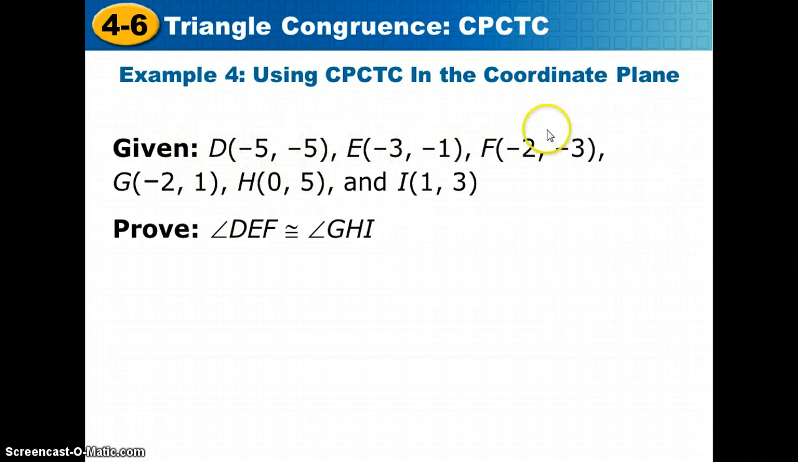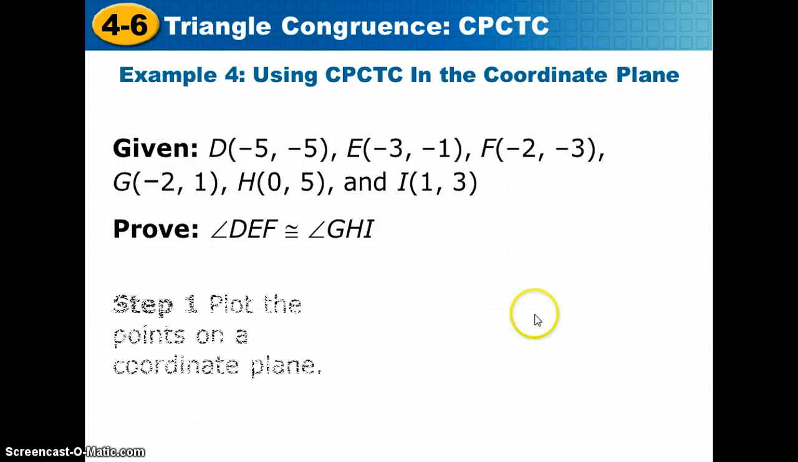We're given the coordinates, 6 different coordinates, and we are going to be talking about triangles. So to verify that these are actually 2 different triangles, we'll need to graph these first. We're given these, and we want to prove or show on the coordinate plane that angle DEF is congruent to angle GHI. And so here's what we're going to do.